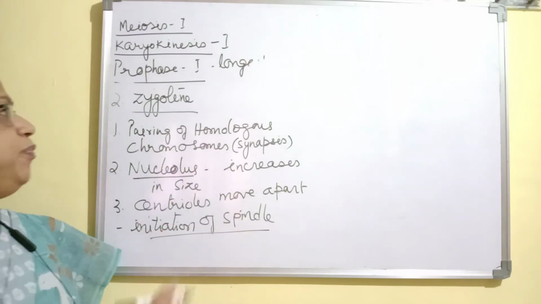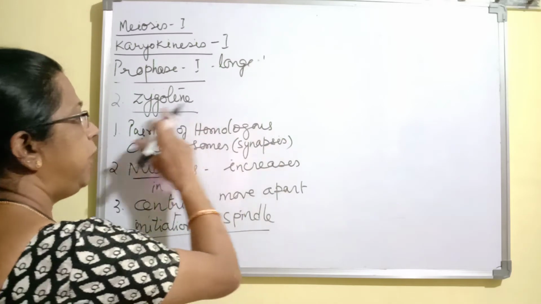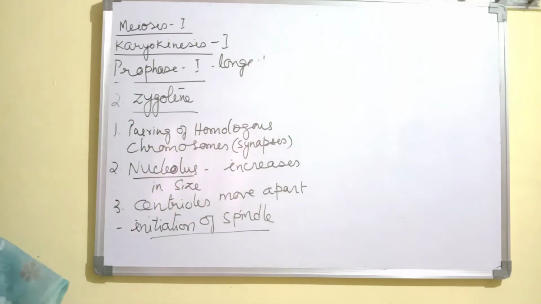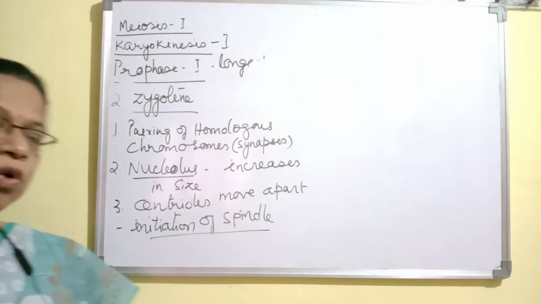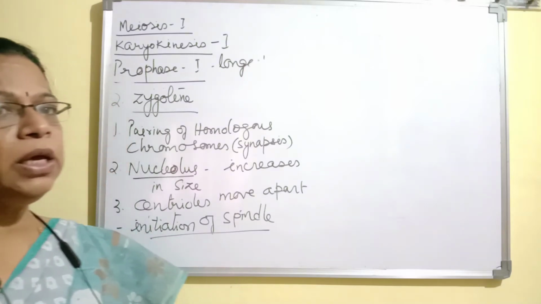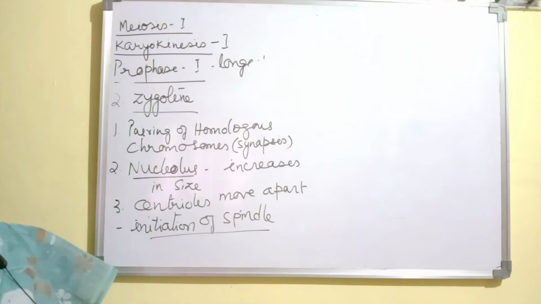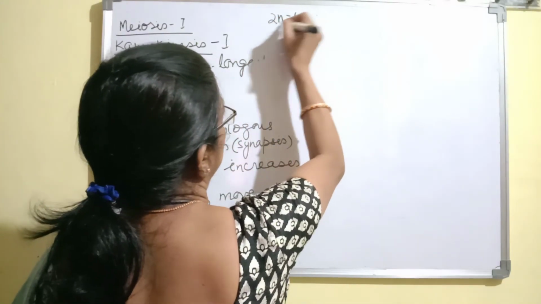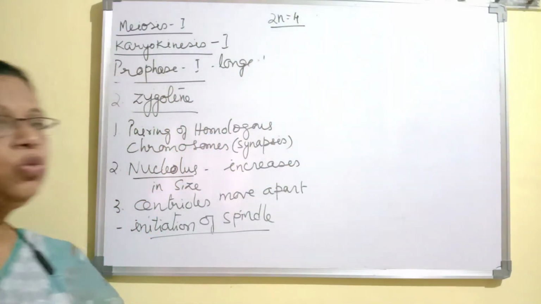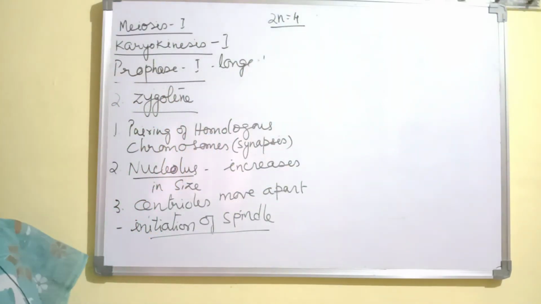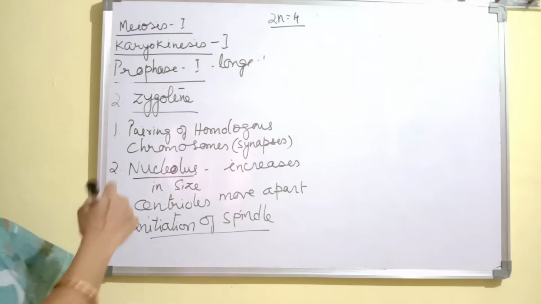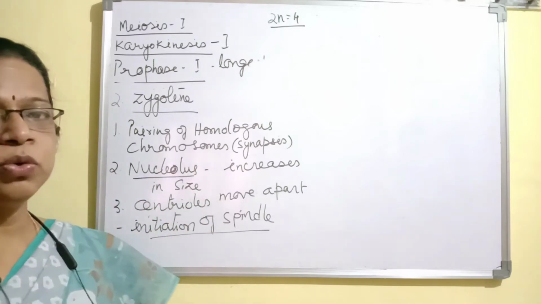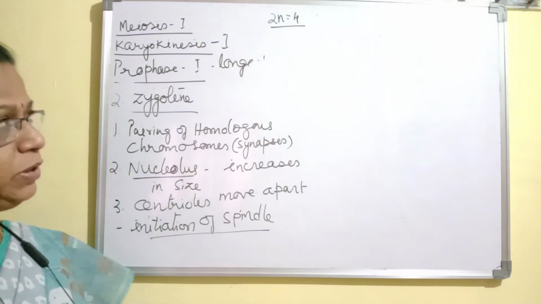Now let us see what is the meaning of this pairing of homologous chromosomes and how it takes place. Here the entire process of meiosis I will be discussed by taking two pairs of chromosomes, which is very easy. So the chromosome number here we will take as 4. Pairing of homologous chromosomes is called synapsis.